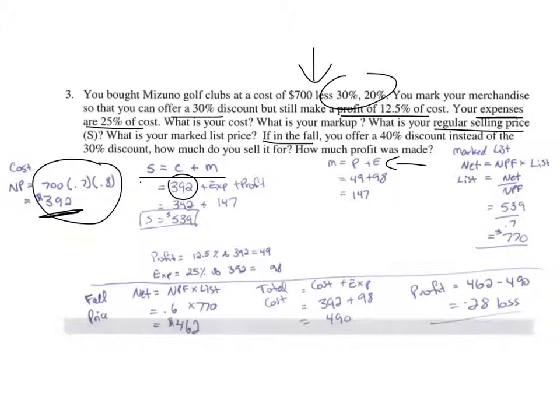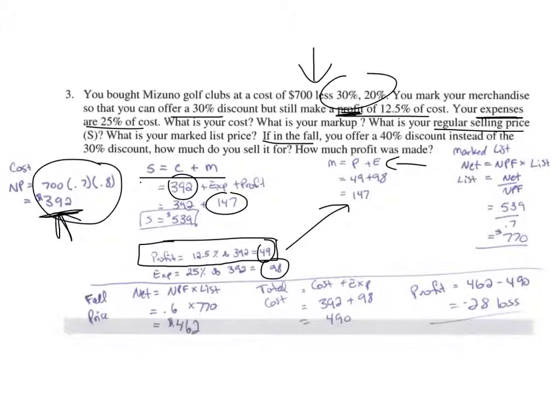We know the expenses here and we know the profit, and so we take 12.5% right here. When I'm going to figure out the profit, I take 12.5% of my cost, and that's going to give me $49, and then my expenses are 25% of my cost, and that gives me $98. So when I add that together, I come up with $147. That's my markup, so that goes into my equation over here. So that's my cost of $392 plus my markup. So this right here, $539, should be my honest selling price if I wanted to make an honest profit.